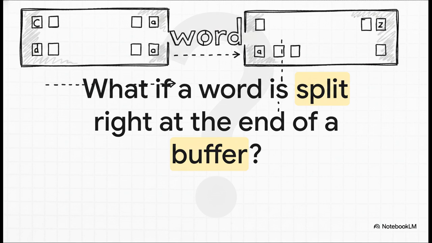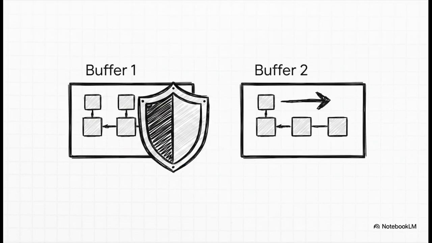But it does bring up a tricky little question. What happens if a word, or say, a variable name, gets cut right in half, right at the boundary between the two buffers? And that is exactly why we have two buffers. While that forward pointer is scanning ahead in the second buffer, the first half of our split word is just sitting there safely in the first buffer. It won't get overwritten by the next chunk of code until the analyzer has seen the whole word. It's just a simple, really elegant safeguard.